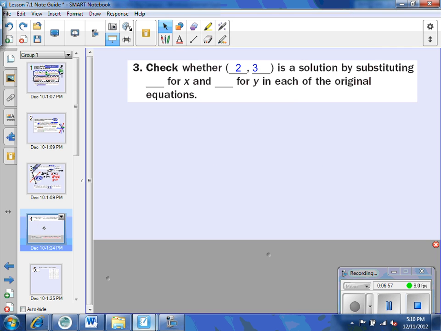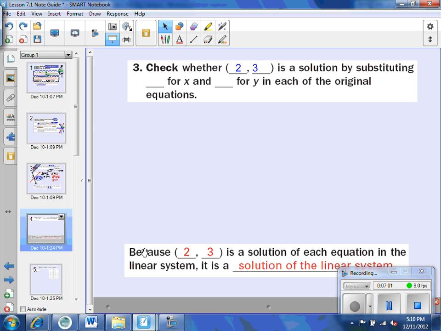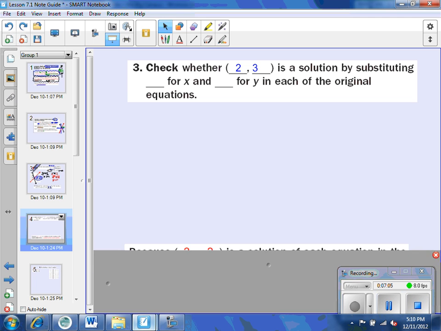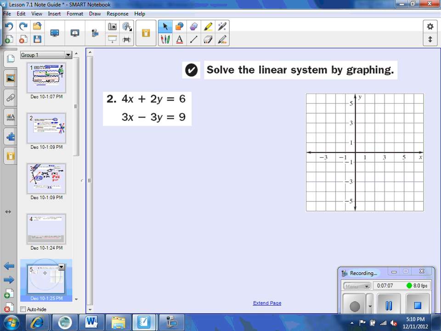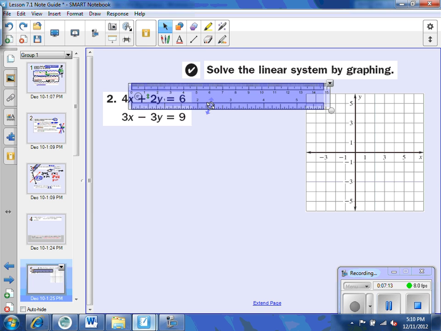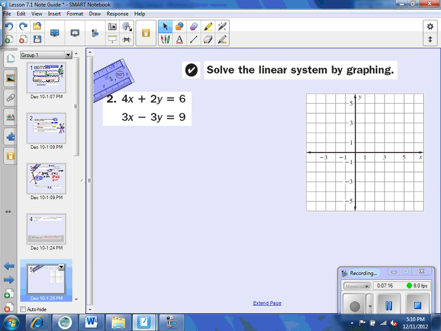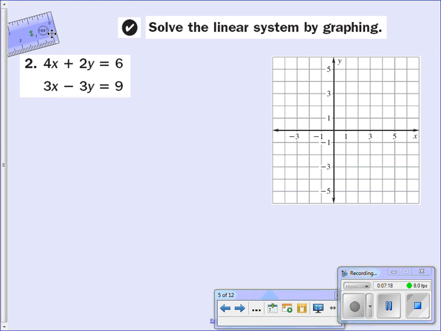All right. Oh, example 2. Oh, and this is your check. Isn't that a ton of fun? Notice that we just kind of did a mental check, but (2, 3) would be the solution. All right, let's do this again. Let's get me my ruler again. There we go. Okay, so your checkpoint. Let's solve the linear system by graphing.